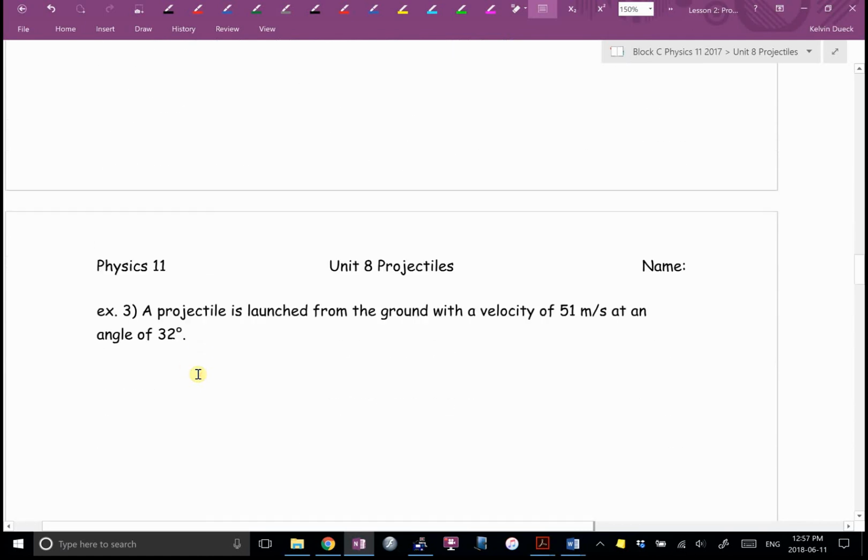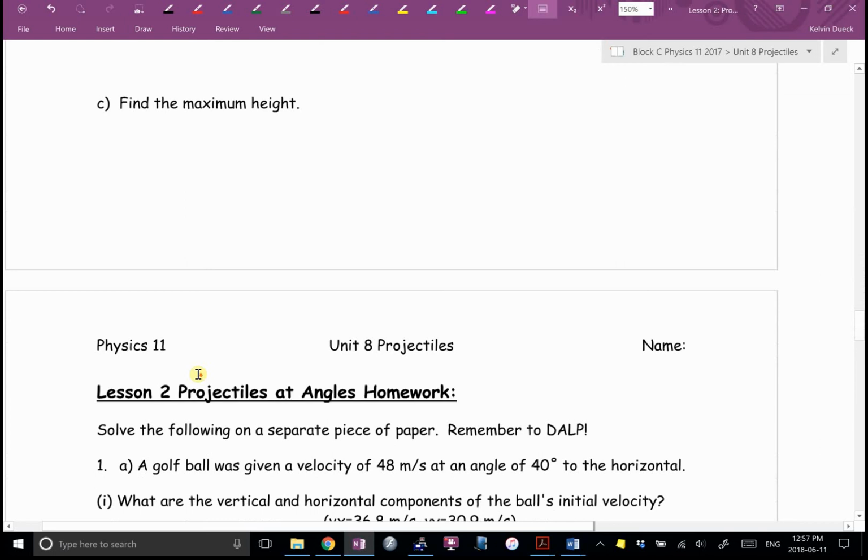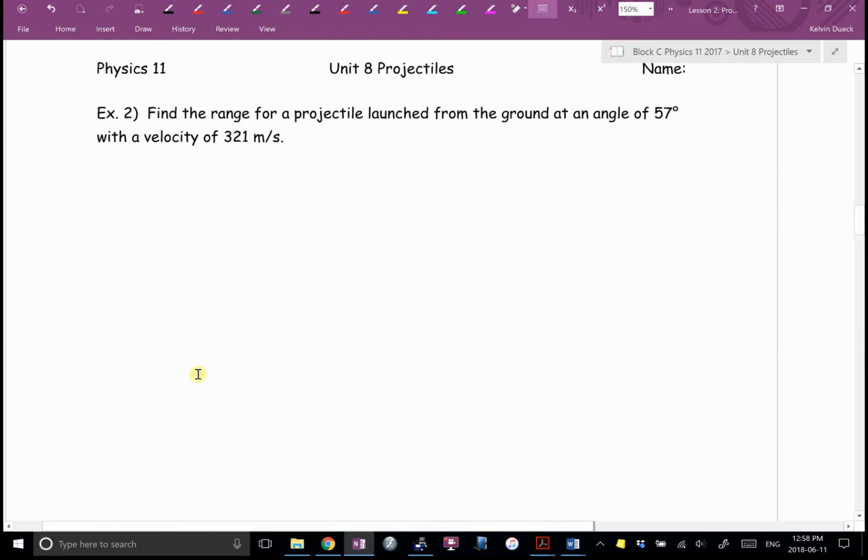Example 2. I think we're going to try and get away with just doing one more, and then I'll tell you exactly what's on your final exam from this lesson. Find the range for a projectile launched from the ground at an angle of 57 degrees with a velocity of 321 meters per second.